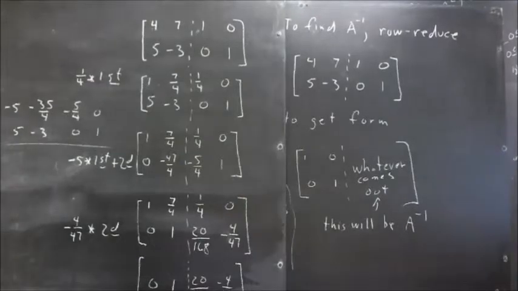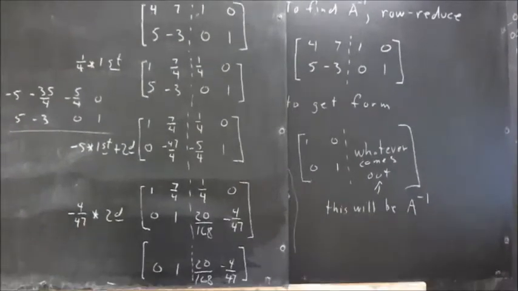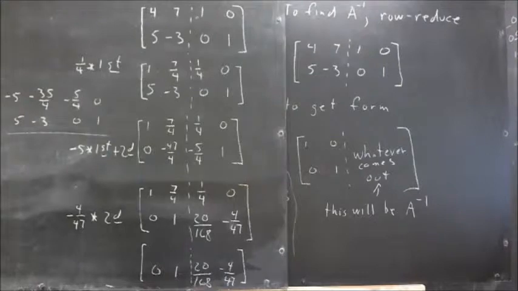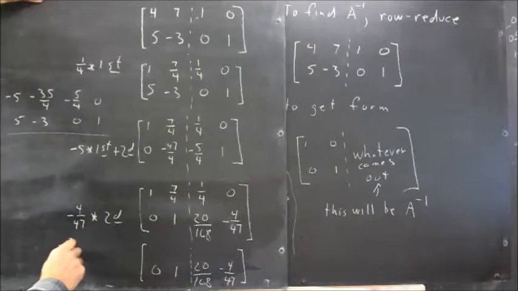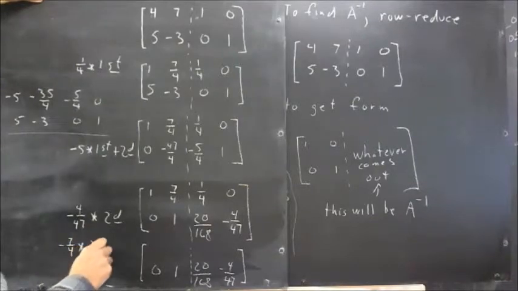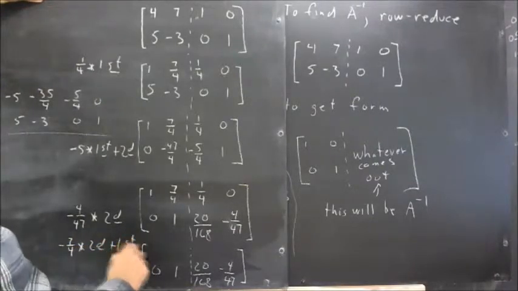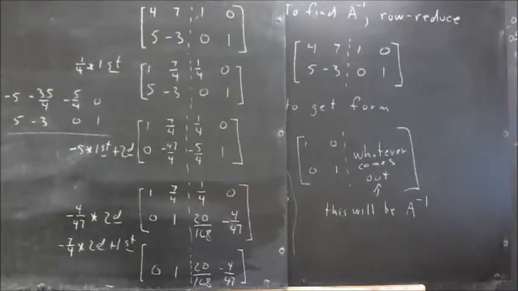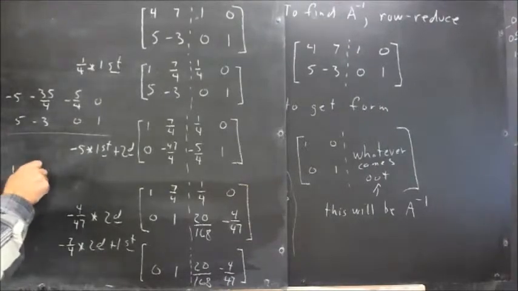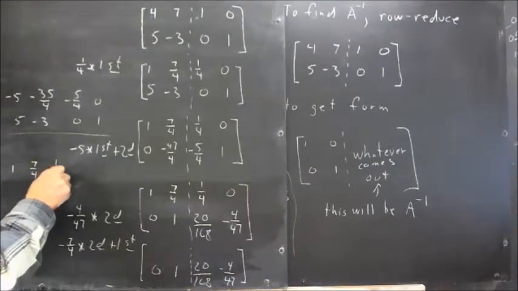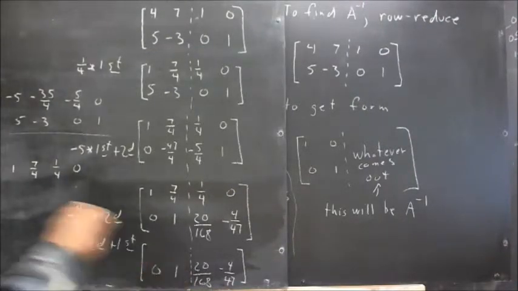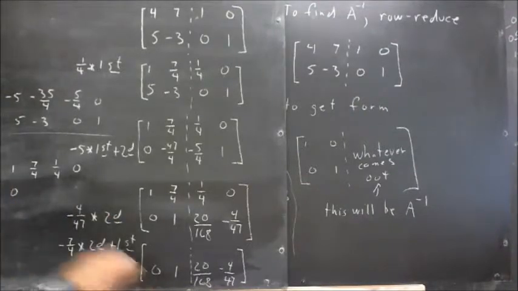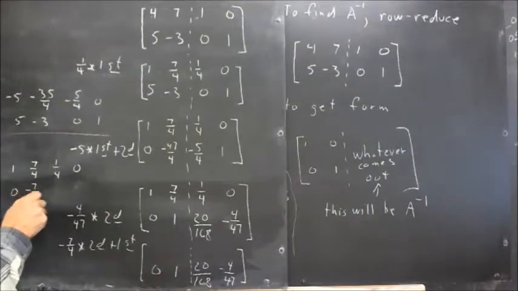Okay, so here's our second row. Move the camera down just a little. And now we want to do -7/4 times the second row plus the first. Okay, well, we can do that kind of up here. We've got the first row is 1, 7/4, 1/4, 0. The second row is, well, it's this. And when we multiply by -7/4, we're going to get a 0 here and -7/4.